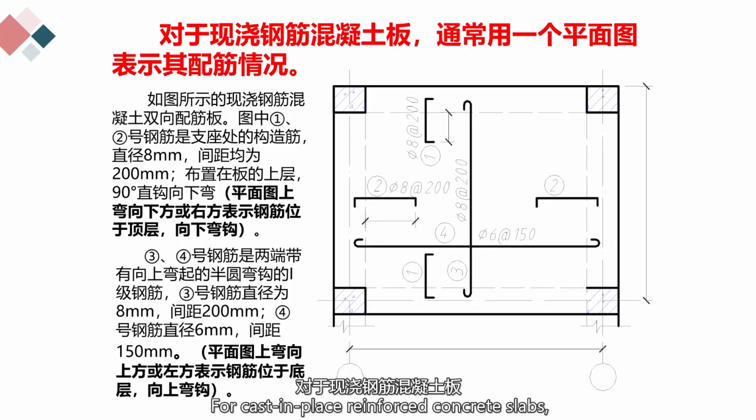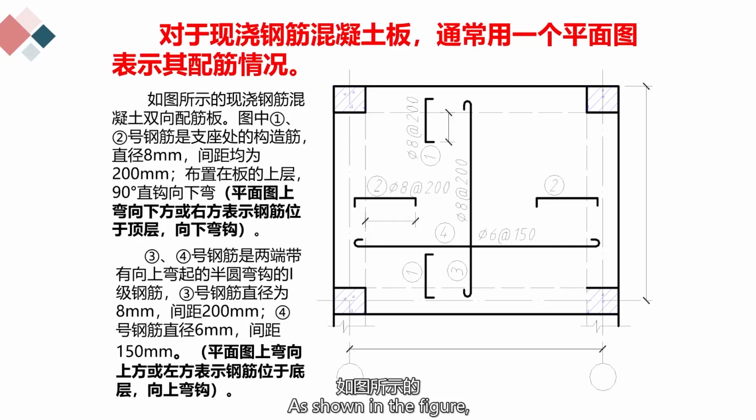line. For cast-in-place reinforced concrete slabs, their reinforcement details are typically represented by a single plan view, as shown in the figure: a cast-in-place reinforced concrete slab with bidirectional reinforcement. In the figure, reinforcement bars 1 and 2 are structural reinforcement at the supports, with a diameter of 8 mm and a spacing of 200 mm each.